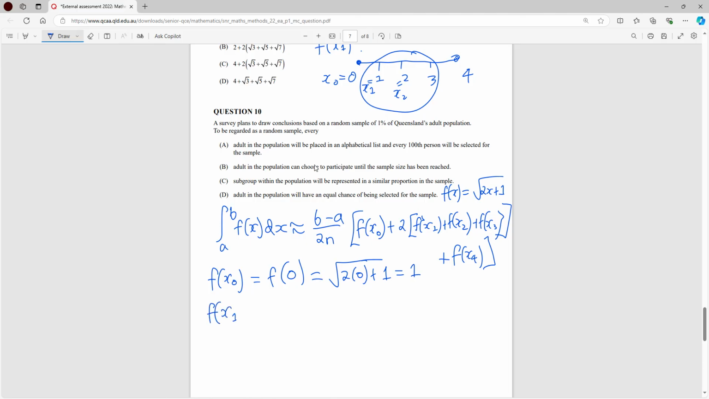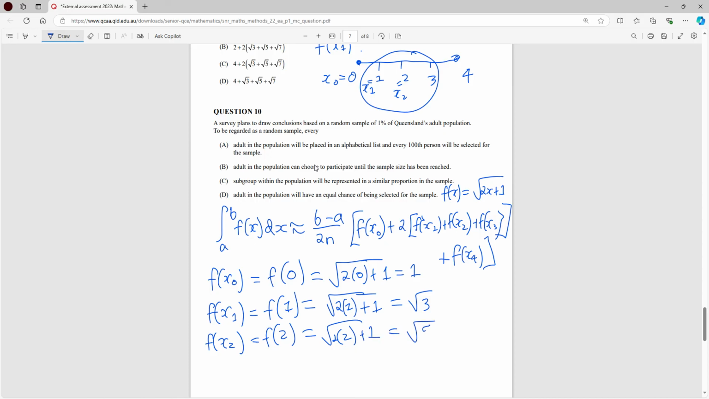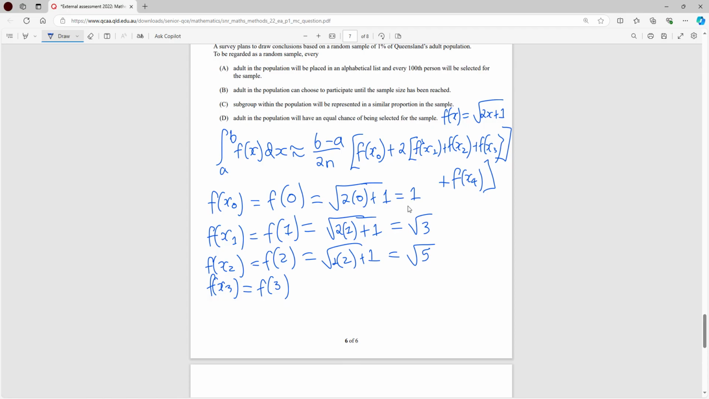Okay. So x1, f of 1. So you're going to have square root of 2 times 1 plus 1. So that gives you square root of 3. Then you're going to have x of 2, f of 2. So that's going to give you square root of 2 times 2 plus 1, which gives you the square root of 5. Then you have f of x of 3 equals f of 3. Now, it just so happens these numbers match up. They're not always going to match up, okay?